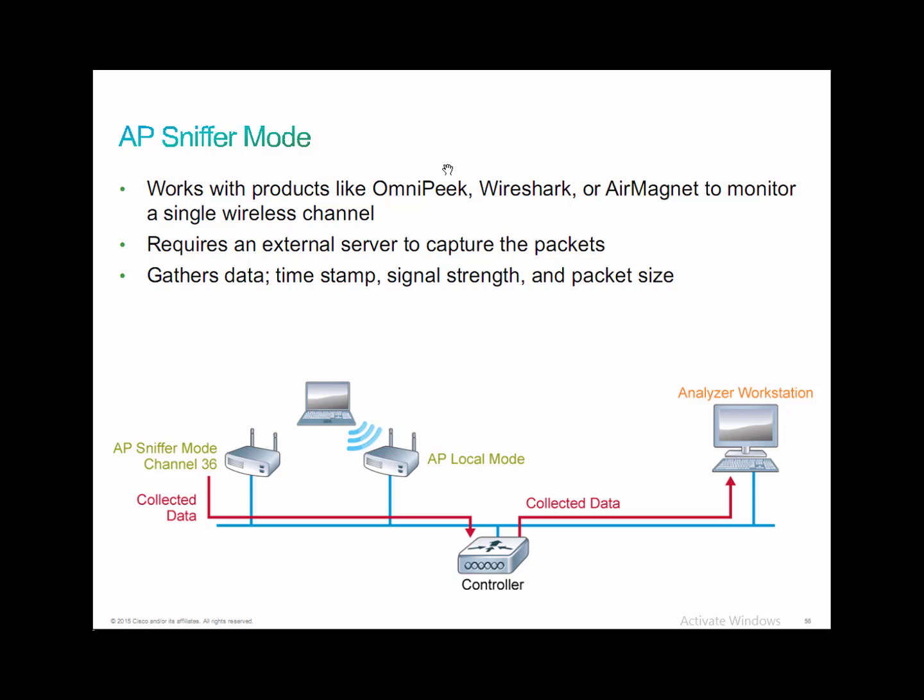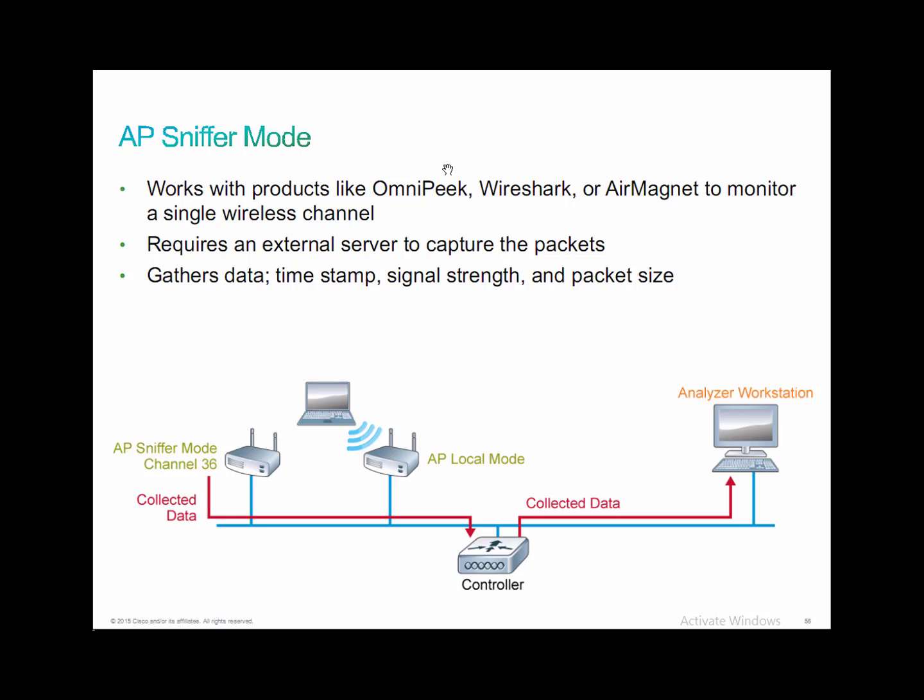So each AP in sniffer mode monitors a single 2.4 gigahertz channel and a single 5 gigahertz channel simultaneously. When you're in this mode, the AP isn't capable of supporting clients, and it consumes one AP connection on the controller that AP joined. So even though we're not servicing clients and we're not really doing anything else except for just doing packet captures, keep in mind it will take up one of those slots on your controller.